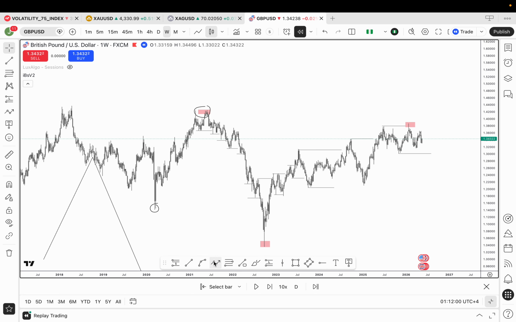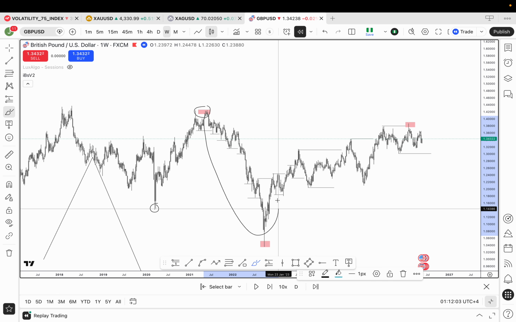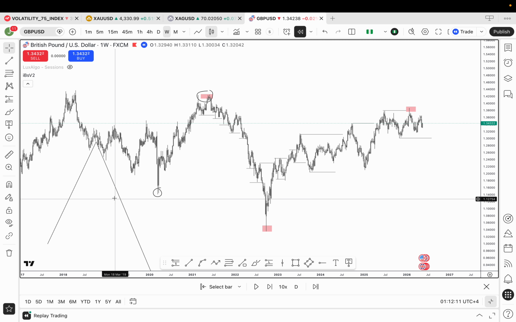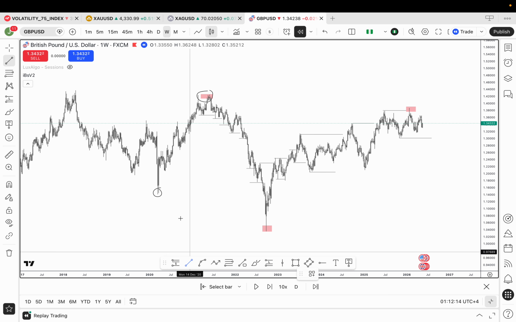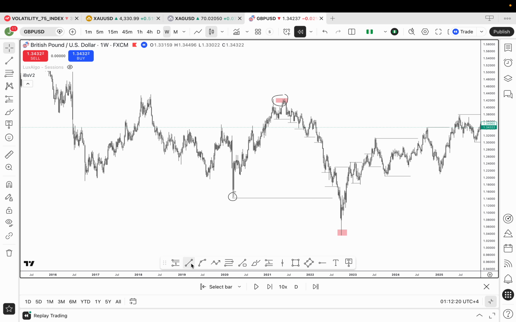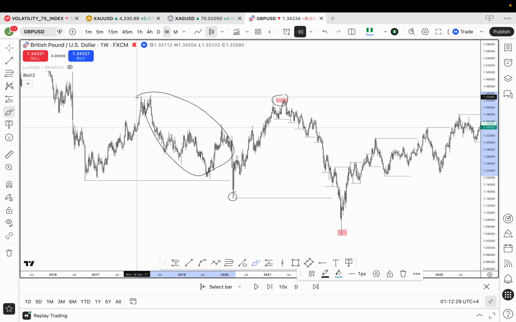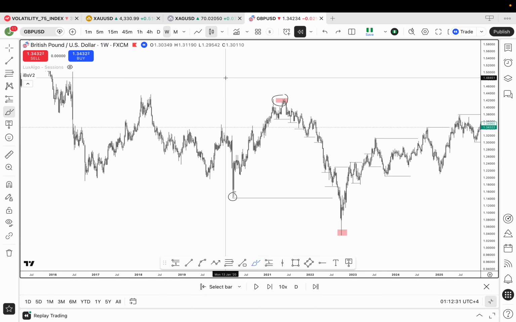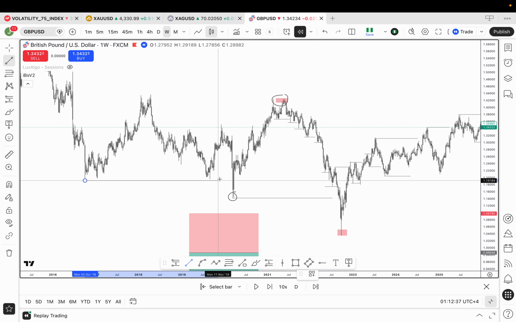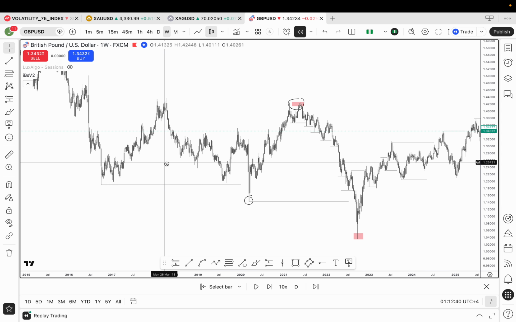So anything inside this is a range, okay, and this is our external structure. Do you guys get it now? So now we have this external structure. This is a break of structure from here. This is an external structure, and this is also a break of structure from here. So this simply means that everything here is an internal structure, and in that internal structure there are also highs and lows.